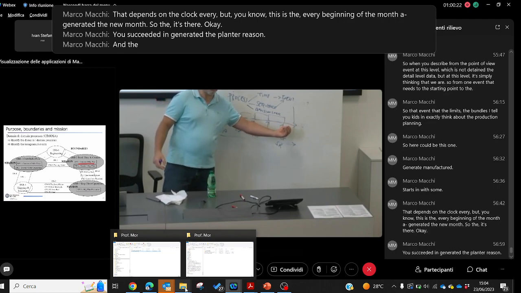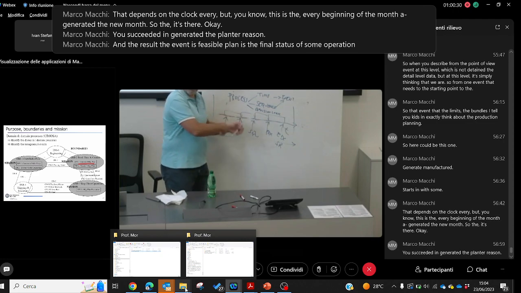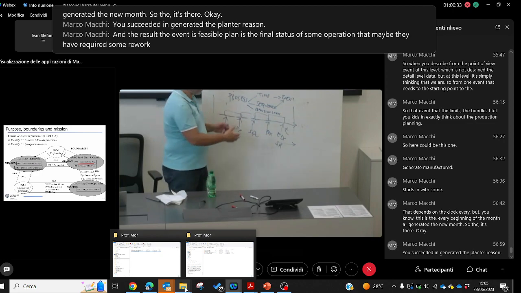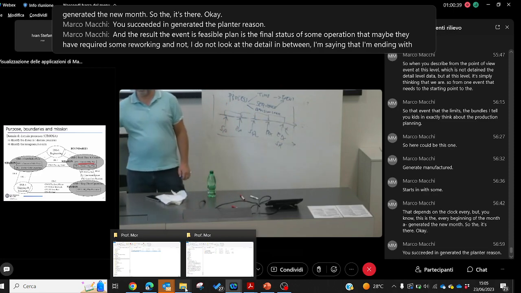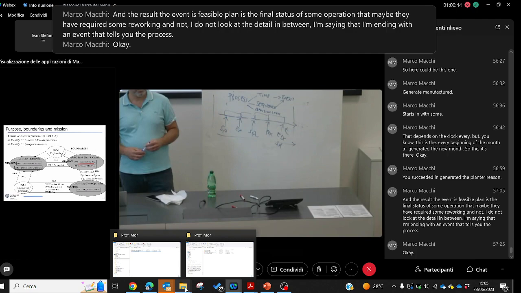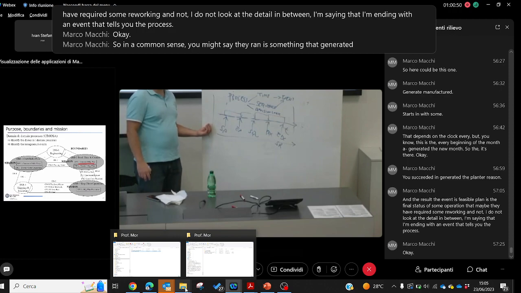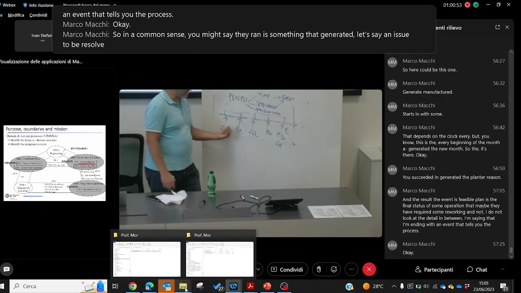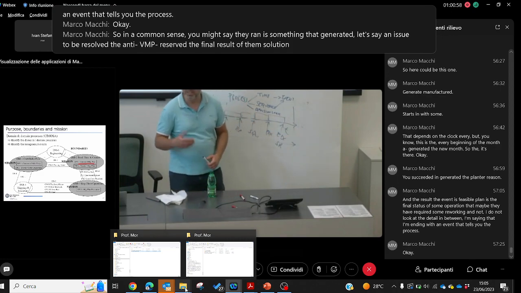And the result, the event is feasible plan. It is the final status after some elaboration that maybe has required some reworking. I don't know. I do not look at the detail in between. I'm saying that I'm ending with an event that tells you the process is ended. Okay? So, in a common sense, you may say the start event is something that generated, let's say, an issue to be resolved. The end event is the final result of the solution. Would be also not okay, not feasible, but you ended up the process.